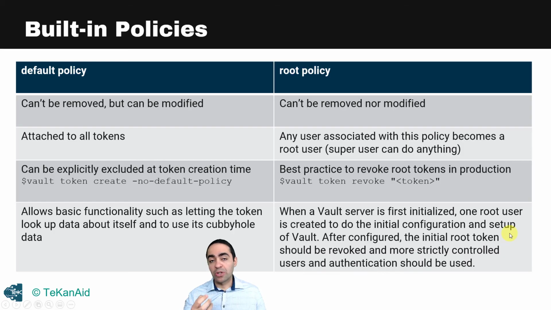Whereas in the root policy side of things, the Vault server is first initialized. One root user is created to do the initial configuration and setup of Vault. After configured, the initial root token should be revoked, and more strictly controlled users and authentication methods should be used. So basically, it's a method to get everything set up in the beginning inside of Vault. This is the root token. After that, you revoke the root token, you create an admin policy for administrators, and then other policies for regular users and applications in the system.